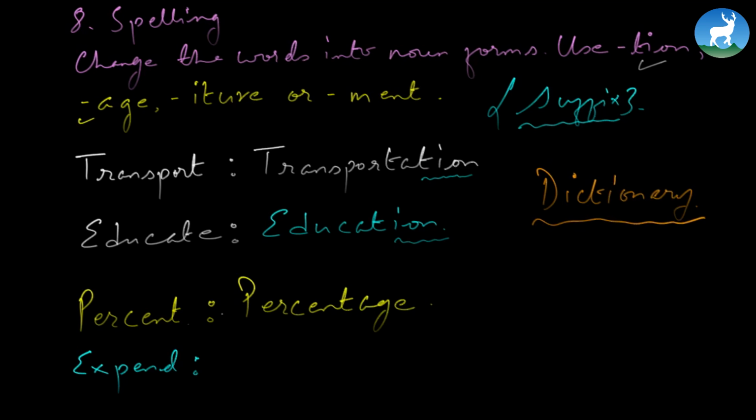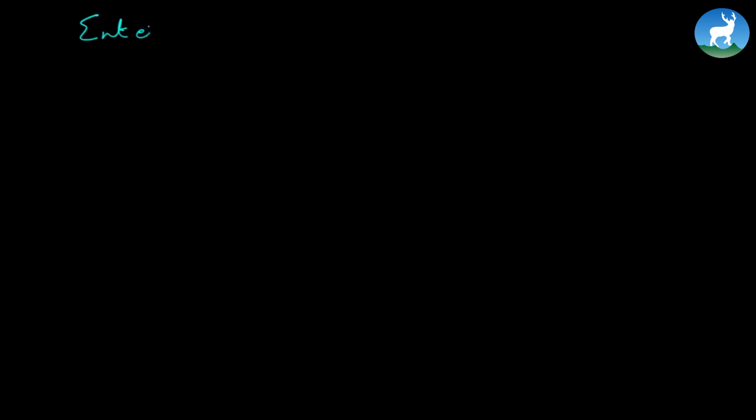Okay, here we have again entertain. Entertain. Now we have improve. Improve. Then we have orphan. Orphan. Alright, so with the help of a dictionary, you can very well change these words into noun forms. Very simple exercise. You can do this in the classroom or you can do this at home. That's number 12.